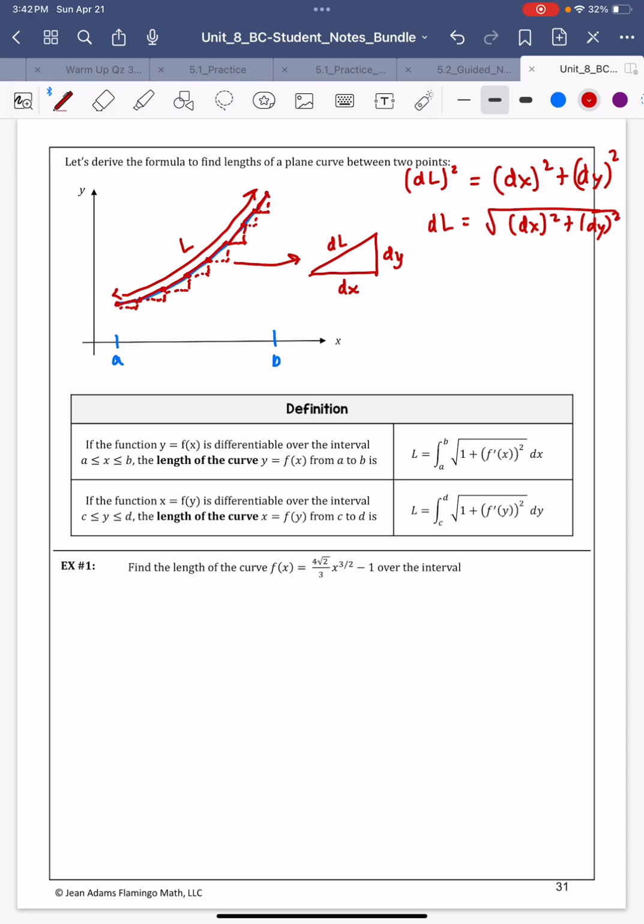And if we integrate both sides, now we have L. And what we're going to do underneath this root is a little bit of algebra. We're going to factor out (dx) squared. So when I divide the first term by (dx) squared, we'd get 1. When I divide the second term by (dx) squared, we get (dy) squared divided by (dx) squared.